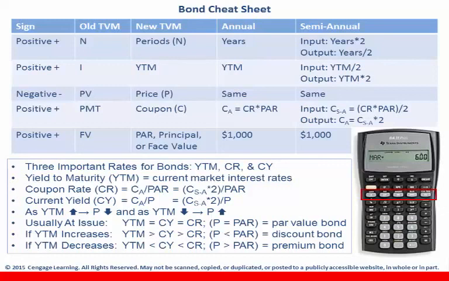Price. Now, if you think about price, that is nothing more than the present value button on your calculator, right? So if you're given the price, you'll plug that in for PV, and if you need to solve for price, then you would obviously solve for PV. So that's what the bond's worth today.